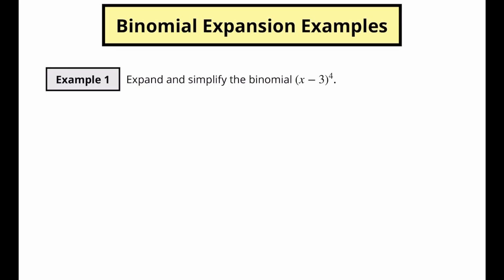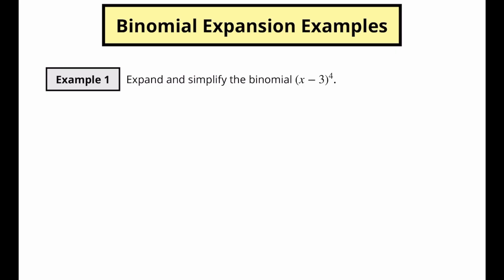In this video, we are going to continue our discussion on binomial expansion, and we are going to look at a couple examples of expanding binomials. Let's get to it. All right, so we want to expand and simplify this binomial. So this means we need to take it and do x minus 3 times x minus 3 times x minus 3 times x minus 3. But we're going to use a method that goes through it much quicker. Let me show you how to do that.